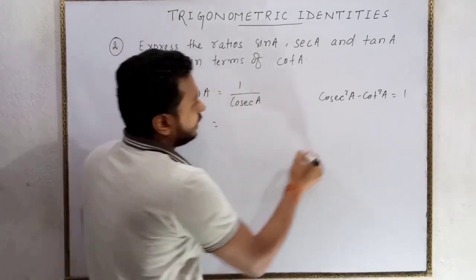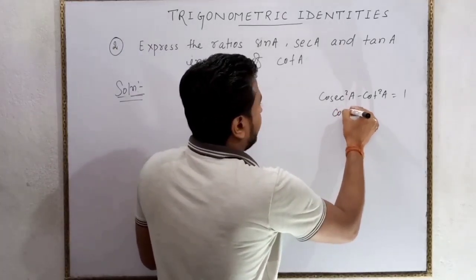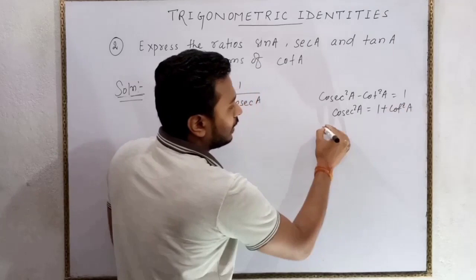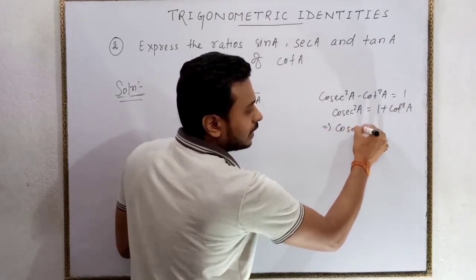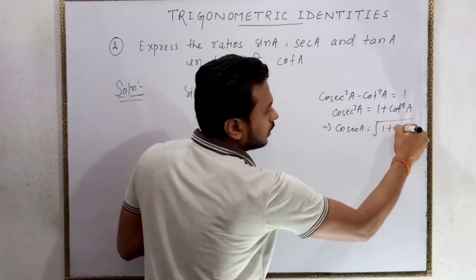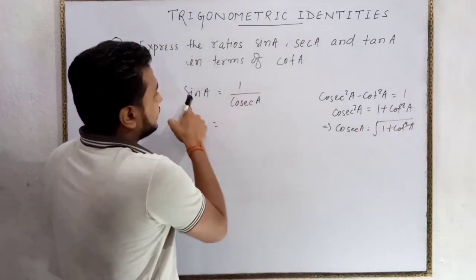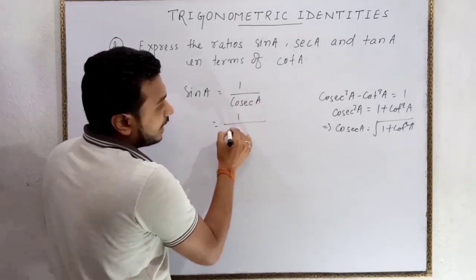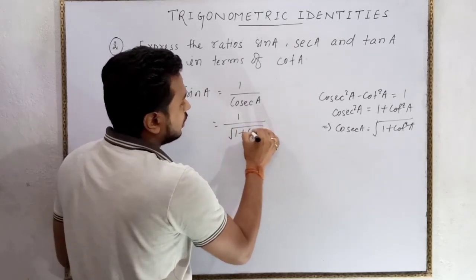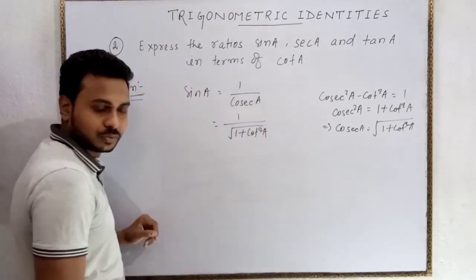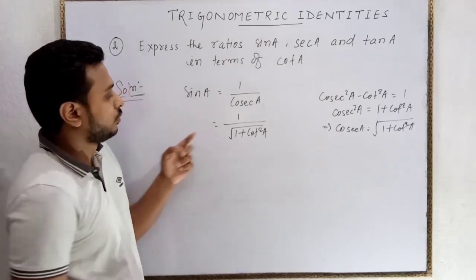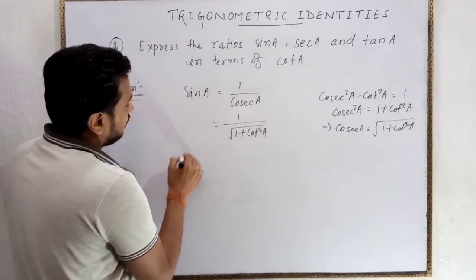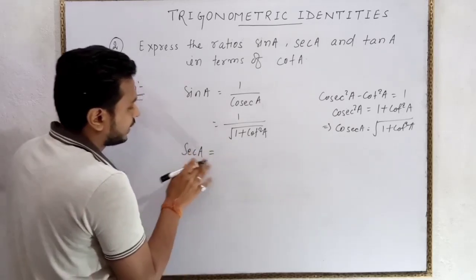Then we may write cosec square A is equal to 1 plus cot square A, and cosec A is equal to root under 1 plus cot square A. Thus, sin A in terms of cot A, we may write 1 by cosec A, with cosec A as root under 1 plus cot square A. In this way, we got sin A in terms of cot A.